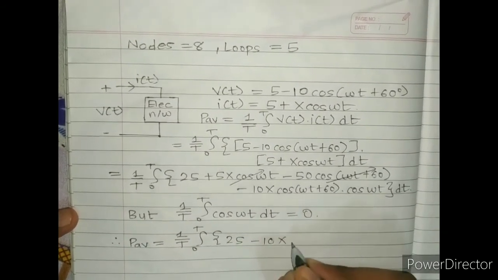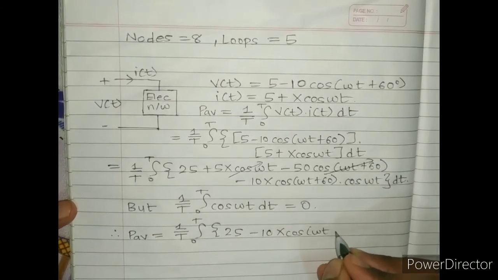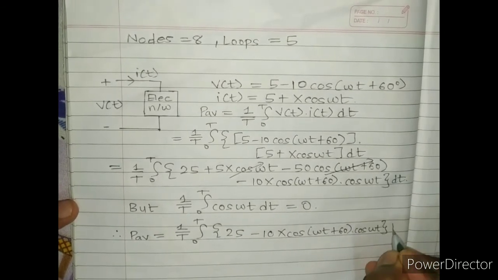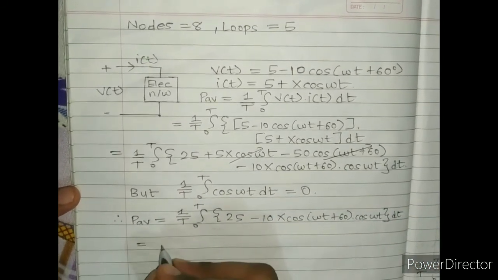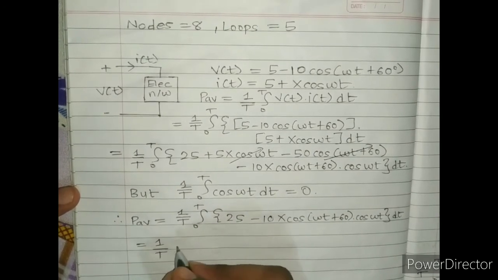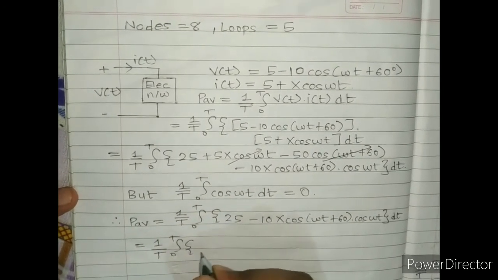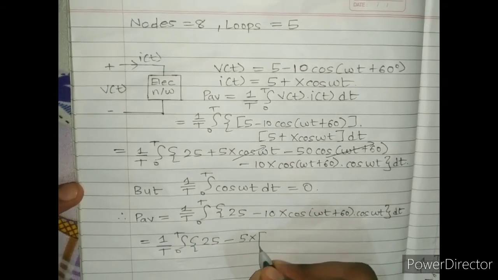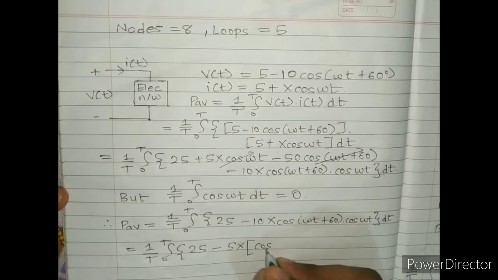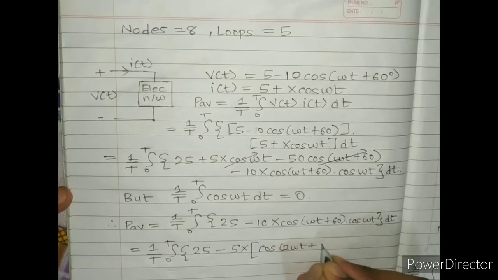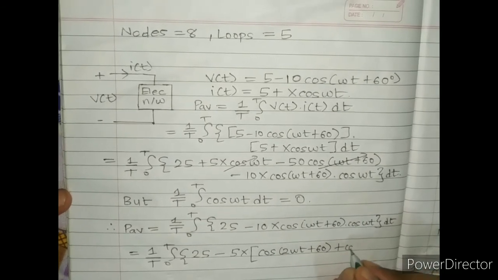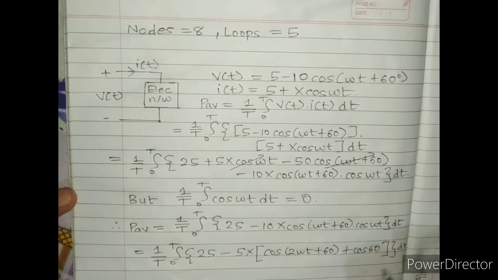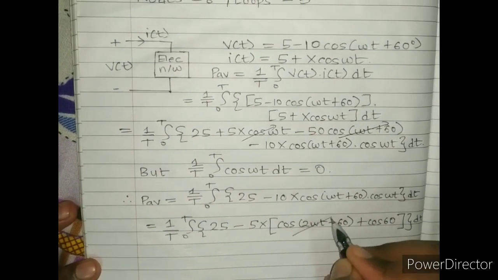minus 10x cos omega T plus 60 into cos omega T dt is equal to 1 by T integral of 0 to T 25 minus phi x common, cos of 2 omega T plus 60 plus cos 60, as we know that 2 cos A cos B is cos of A plus B plus cos of A minus B, into dt. Now the average value of cos 2 omega T plus 60 is 0.